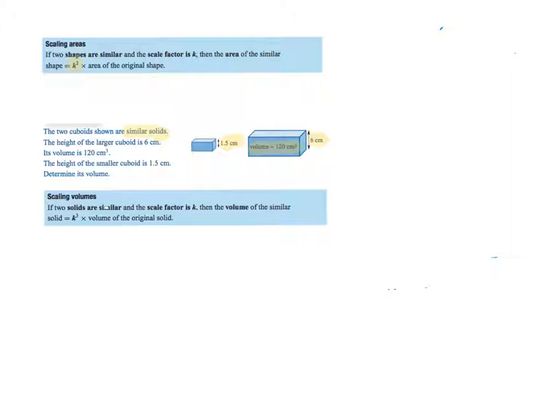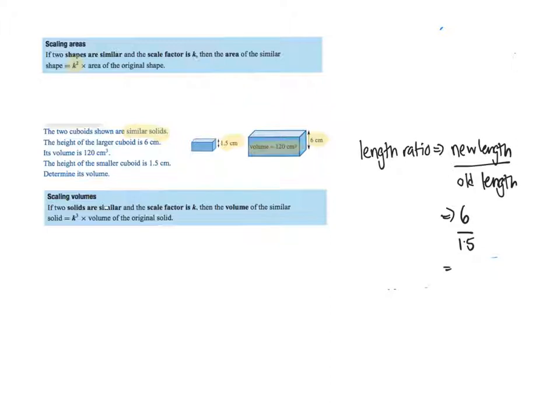So looking at this question, we're going to look at the length ratio first. They've said they're similar figures, so we're going to go new length, and I'll make it a fraction instead of a ratio, over old length. So we've got the new length is 6 and the old length is 1.5. If you do 6 divided by 1.5, what do you get? 4? Yep. So we've got a length ratio of 4 over 1.